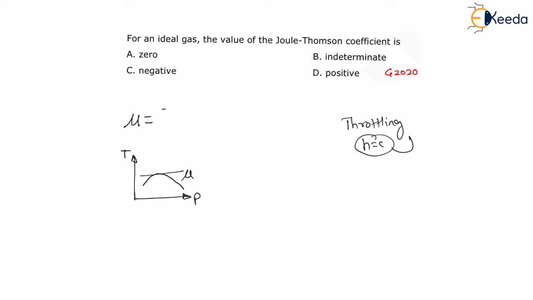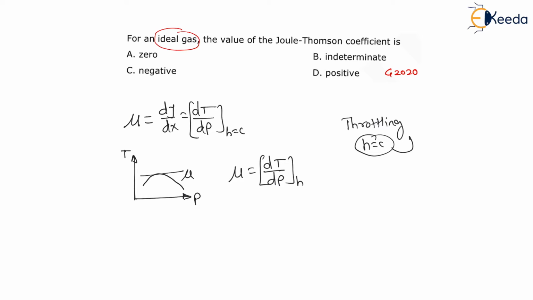Therefore, slope is nothing but change in y coordinate divided by change in x coordinate, which is nothing but change in temperature with respect to change in pressure due to throttling, means at constant enthalpy. Therefore, this Joule-Thomson coefficient is change in temperature with respect to change in pressure at constant enthalpy. Now they are asking for ideal gas. They have mentioned here for ideal gas.